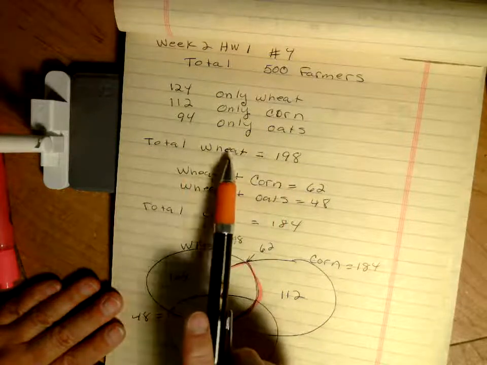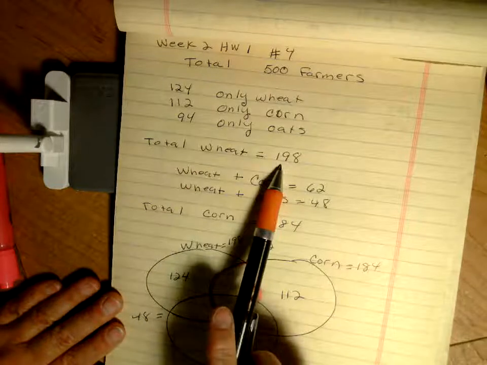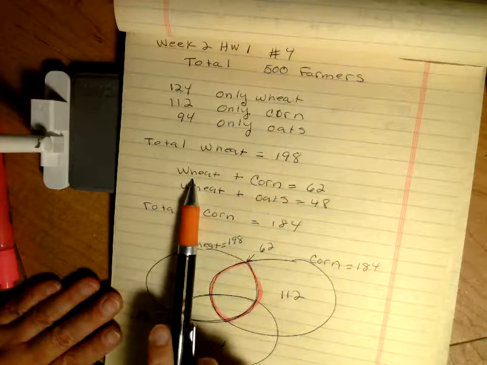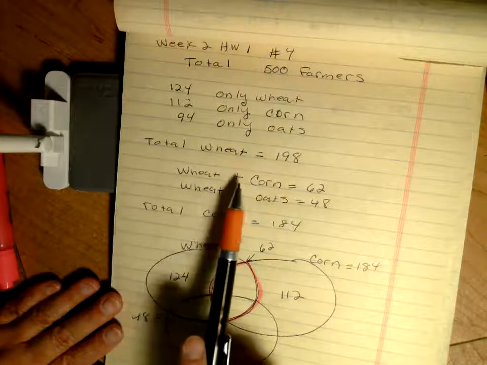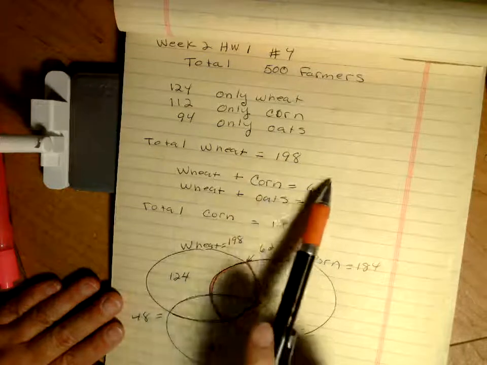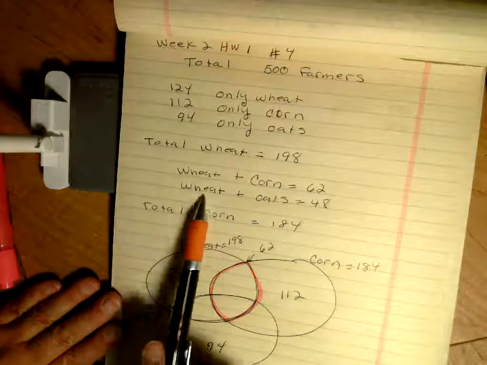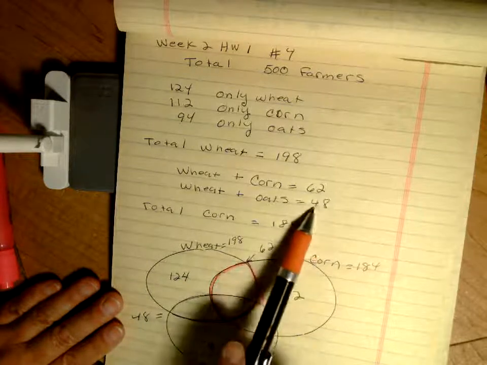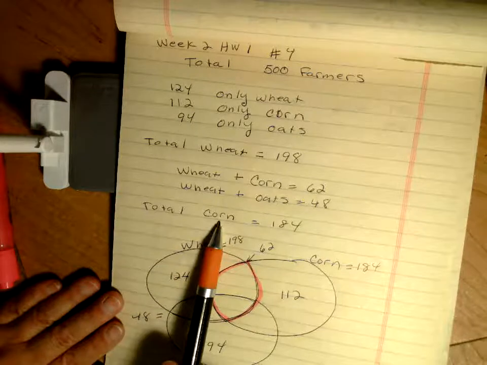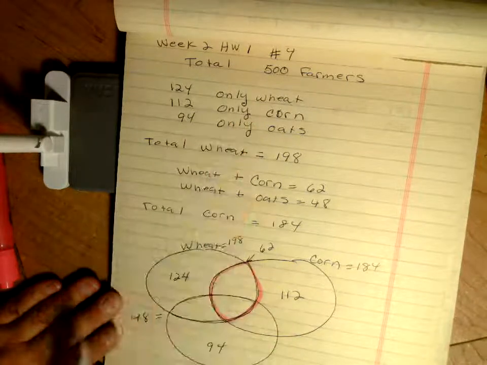Well, in the total wheat farmers, we're going to have overlap. Okay. So not only are they growing wheat, but they could have other things that they're growing. So that's what that means. We're also told that wheat plus corn, so farmers that grew wheat and corn, was a total of 62. And then farmers that grew wheat plus oats was a total of 48. Then we're also given that the total corn growers was 84. And again, it could have overlap in it.